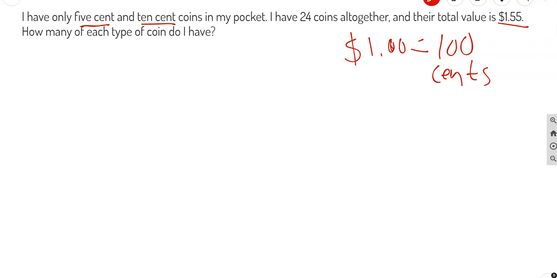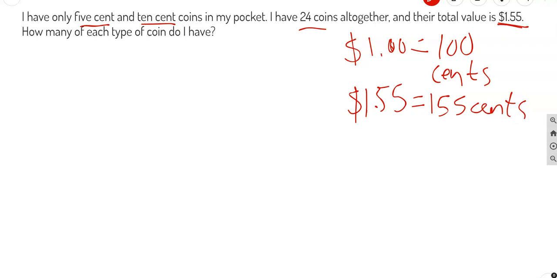So, we have two totals so far. We know that there are 24 coins altogether, and they equal $1.55. We can rewrite that as just 155 cents, and we can solve.